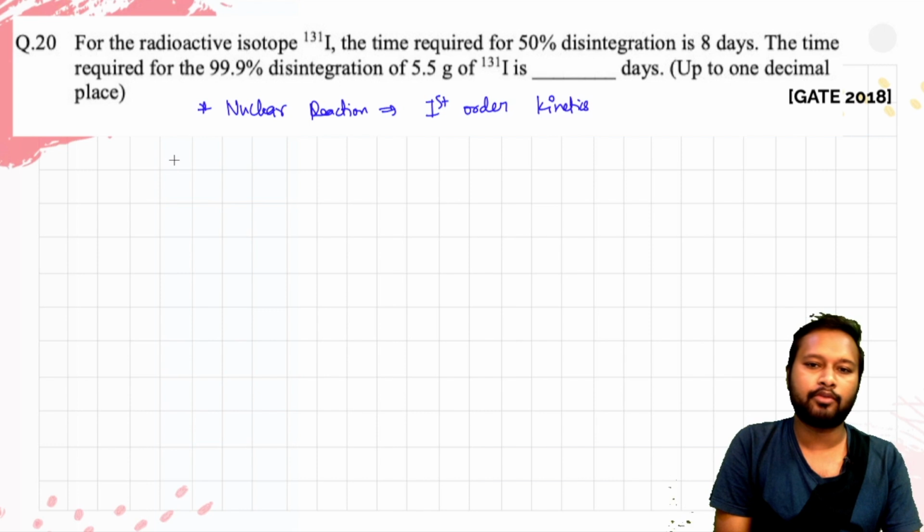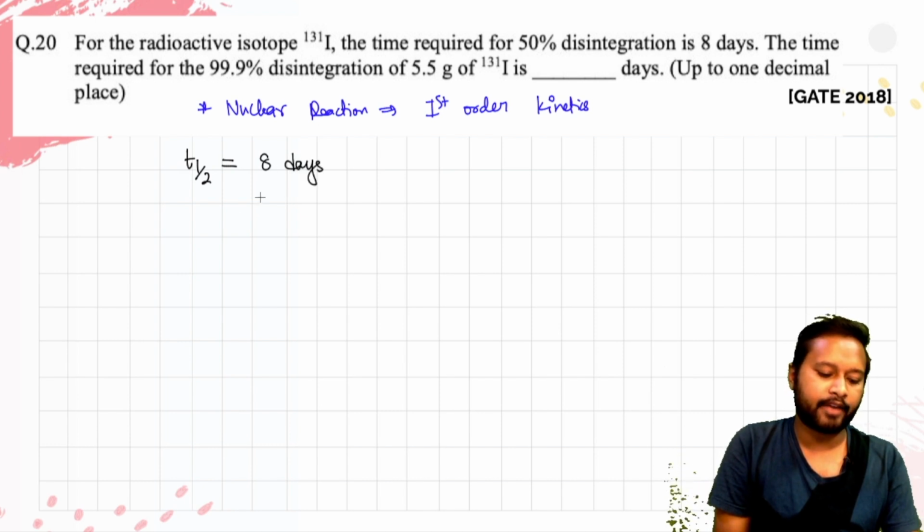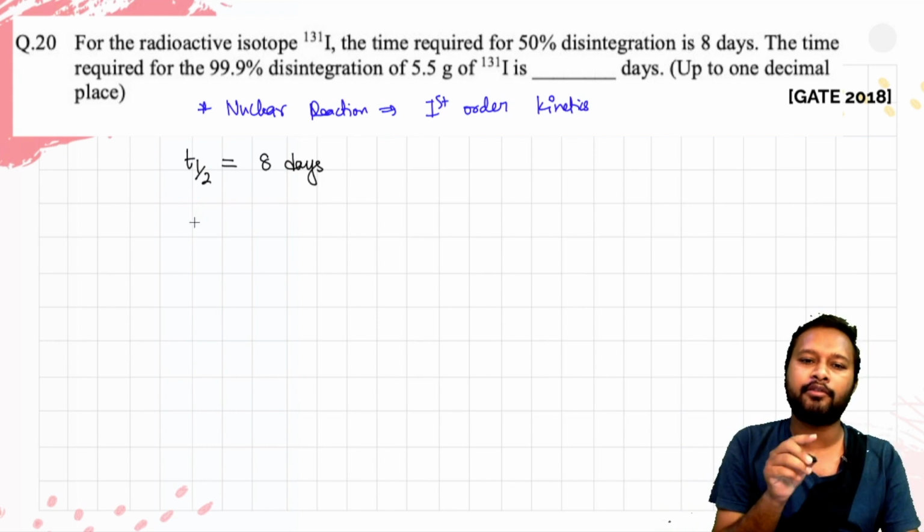First of all, you know that 50% disintegration means they are talking about T half lifetime, and that is given to you as 8 days. So with that, if you want to calculate in nuclear chemistry, instead of rate constant, we call it the decay constant. We denote it by lambda. So it's nothing but the same as the rate constant.